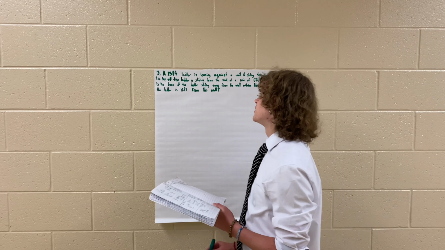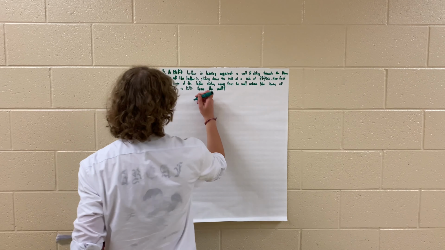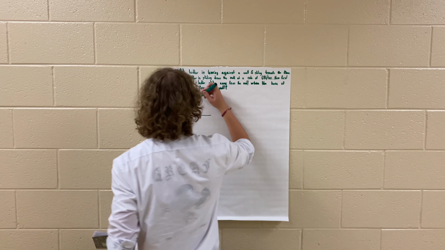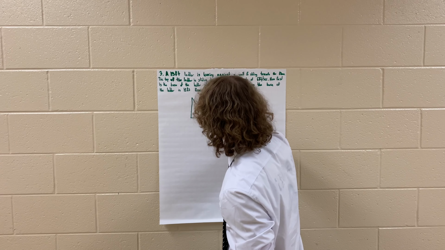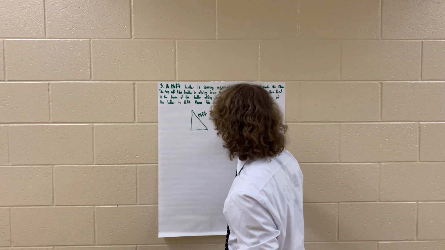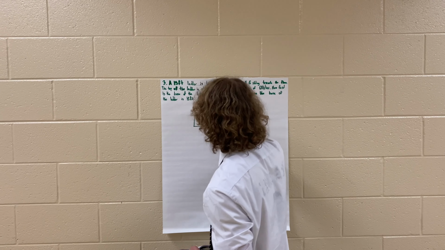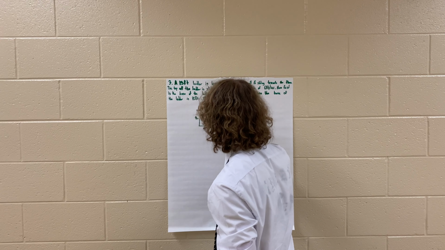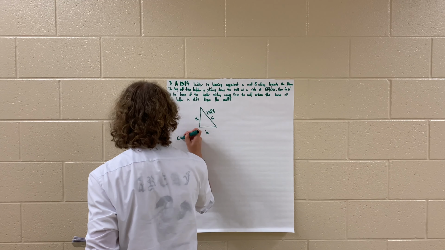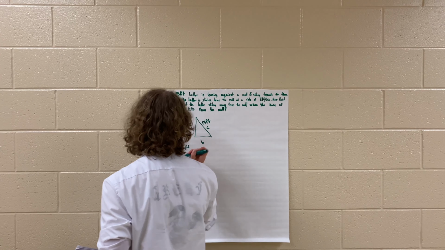Okay, so first of all, what we're given is we know it's going to be a triangle because it's a ladder leaning against the wall, and the ladder is 13 feet. So I'm going to mark the sides really quickly. I'll mark this as A, B, and C. So C equals 13 feet.